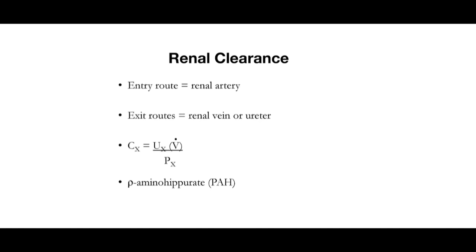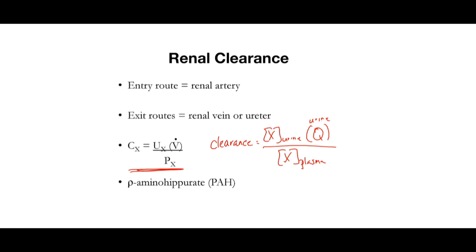So I'm going to write that over here. This would be clearance is the same thing as X in the urine times, you can think of it as, flow of the urine, divided by X in the plasma. Okay, but if you see this equation, that's how it shows up in the Boron book.